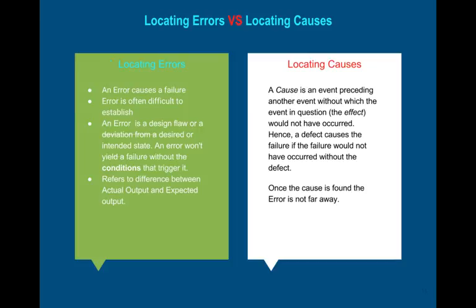Locating causes. A cause is an event preceding another event without which the event in question would not have occurred. So a defect causes the failure if the failure would not have occurred without the defect. Once the cause is found, the error is not far away. Once you have found the cause, you are probably on the right track to finding the error and fixing it.